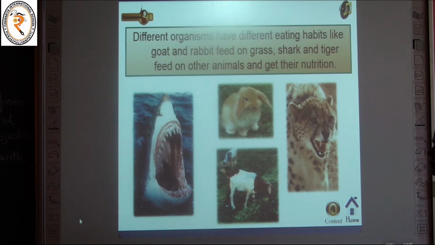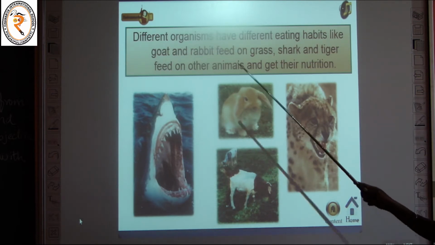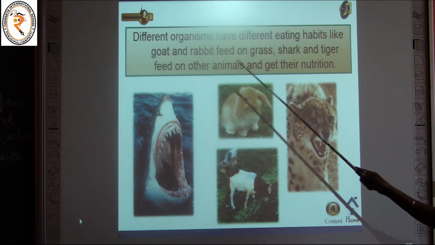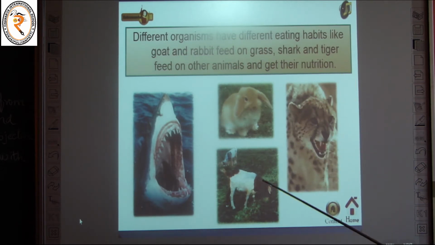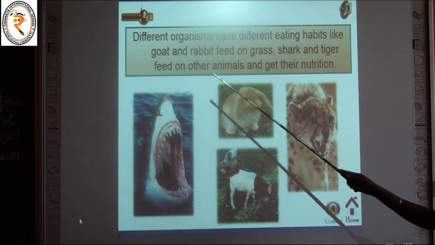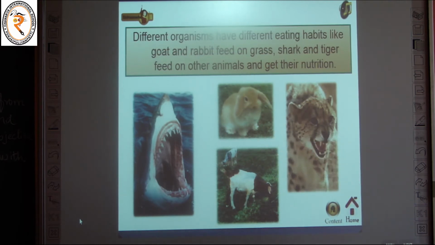Okay, look at this. Different organisms have different eating habits. Like goat and rabbit feed on grass, so they are called herbivores. Shark and tiger feed on other animals, so they are called carnivores, and get their nutrition from plants and animals. They get their food, so that is called nutrition.